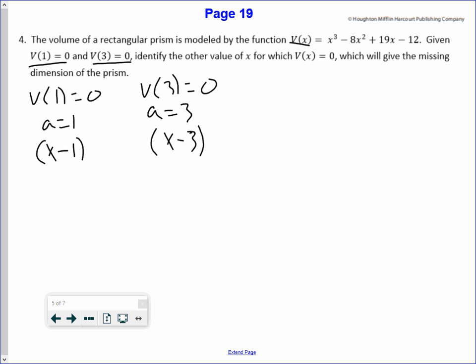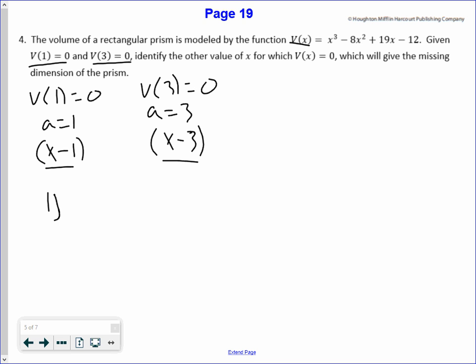And now that we need to figure out the other dimension, what we need to do is we're going to factor this out. I need to know what all my terms that will turn this equation into 0 will be. So what I can do is I can divide v of x with either one of these two. It doesn't matter which one. They're both going to give me 0. We did in the previous video where we divide the function by a polynomial and we start factoring out that way. So I'll use 1 because it's a little simpler.